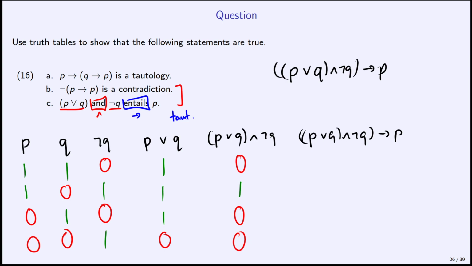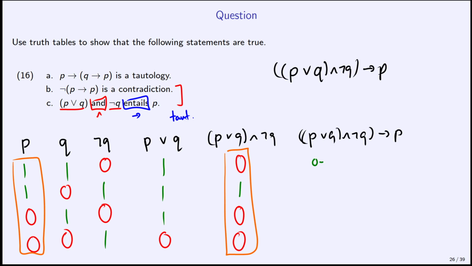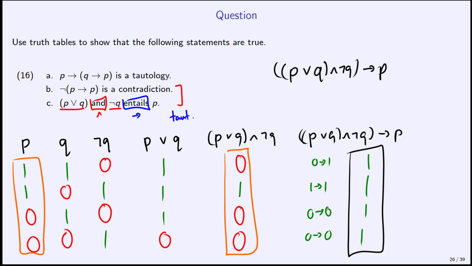So now our last one is we're taking this column, P or Q and not Q. We're taking P and we're doing the conditional between them. So from right to left, looking at these two highlighted columns, in the first row, we're going to have 0 to 1, which is true. In the second row, we're going to have 1 to 1, which is true. In the third and fourth row, we're going to have 0 arrow 0, and both of those are true. So what we have here is that in this final column, for P or Q and not Q, arrow P, this is all true. So this is a tautology.